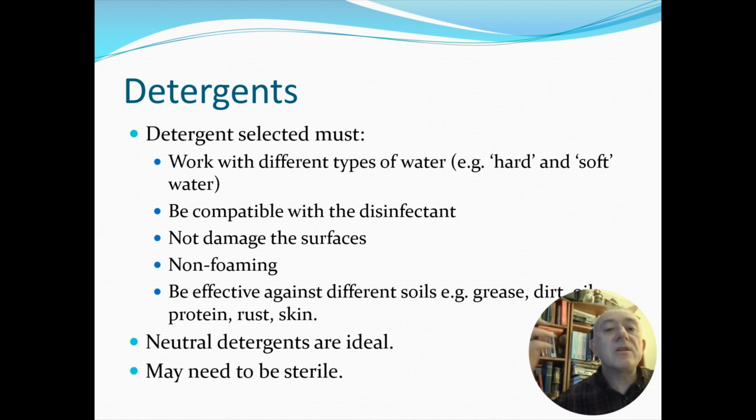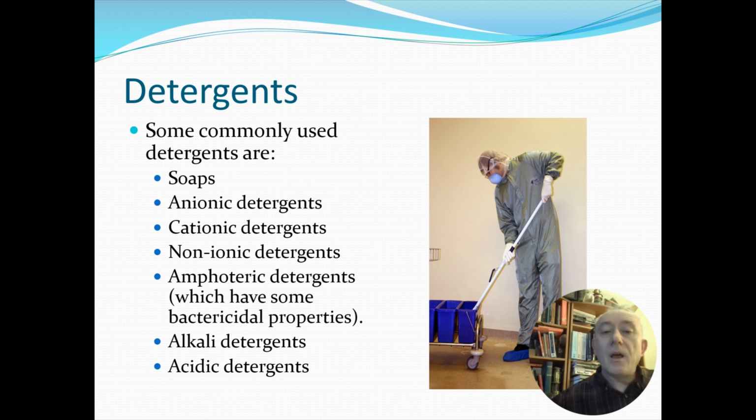We also want our detergent not to damage surfaces, to be non-foaming, and to be effective against all the types of soiling that might be present, depending on what the particular types of grease, dirt, oil, protein, rust, skin, and so on are. And it's often the case that neutral detergents are ideal, and within aseptic facilities the detergents may need to be sterile. And here's a list of some of the commonly used detergents, but as I said, sterile neutral detergents are often the universal detergent of choice and the optimal one to use.